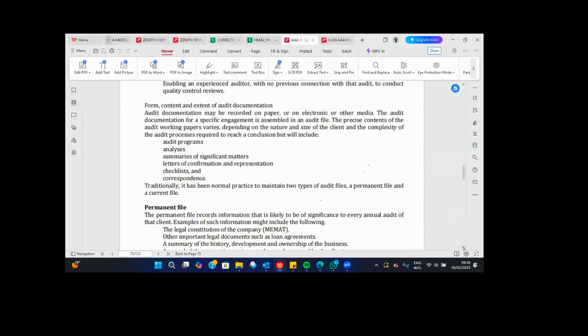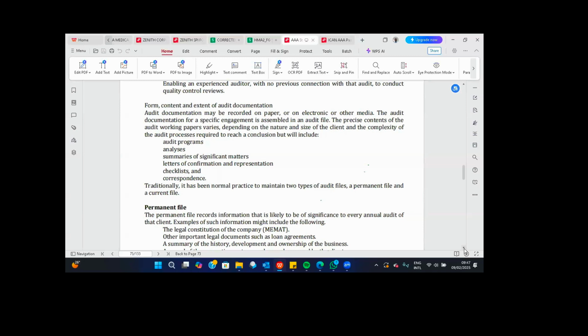We are looking at the form, content, and extent of any documentation. Okay, all documentation may be recorded on paper or in an electronic format. Okay, the documentation for a specific engagement is assembled in an audit file. The precise content of the audit working paper varies depending on the nature and size of the client and the complexity of the audit performed. Okay, but in every audit documentation, you have the following information contained therein. You have the audit programs, the analysis, summary of significant matters, letters of confirmation and representation, checklist, audit checklist, and any audit correspondence. Okay, all of these are usually contained in a file.